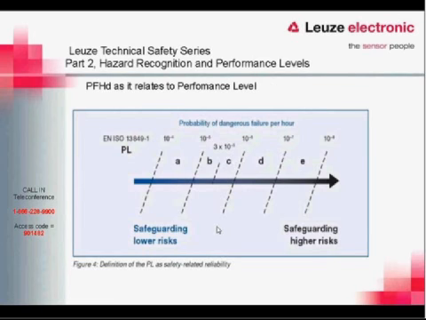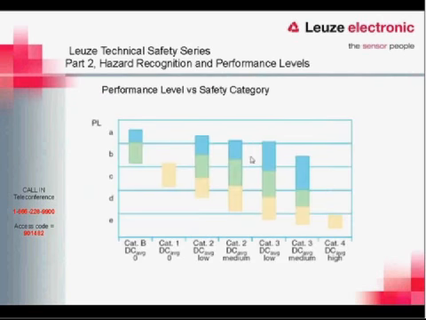So our PFHD as it relates to performance level is our probability of dangerous failures per hour and where they fall under each performance level. Performance level E would be the equivalent to Category 4. So this is where we would fall in there. And then this is where our performance level versus safety category is. In the United States, as I said, we use categories. In Europe, mostly they use performance levels. And there is some overlap. As you can see, something that is performance level E does not necessarily have to be Category 4. It can also be Category 3 and still meet performance level E.